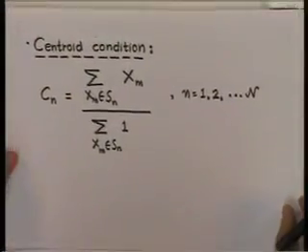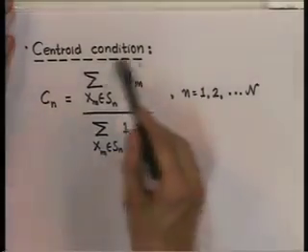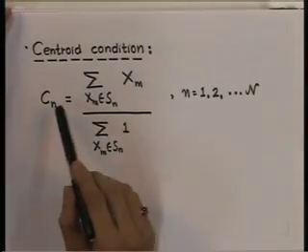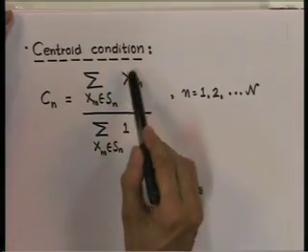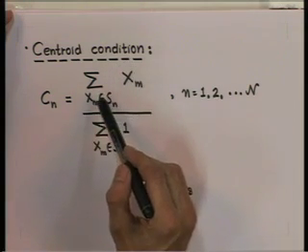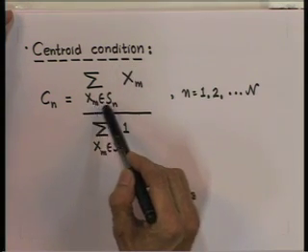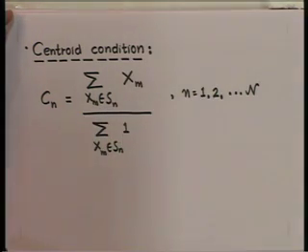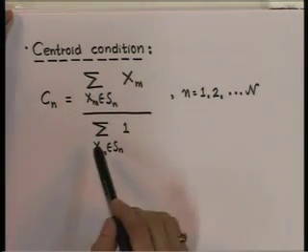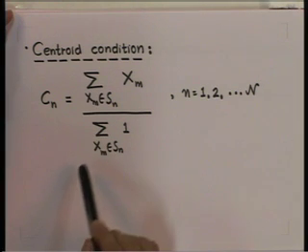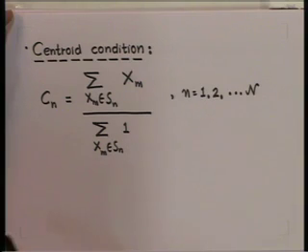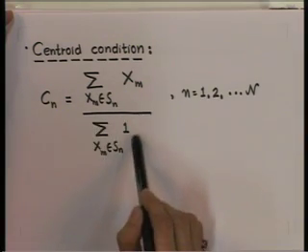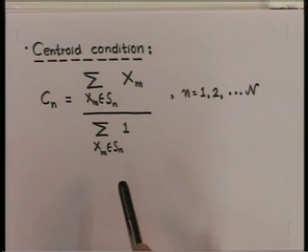The second condition that should be satisfied is the centroid condition given by this expression. This condition states that the code vector Cn should be the average of all those training vectors that are in the encoding region Sn. Now, in implementation, one should ensure that at least one training vector belongs to each encoding region, so that the denominator in this equation is never 0.